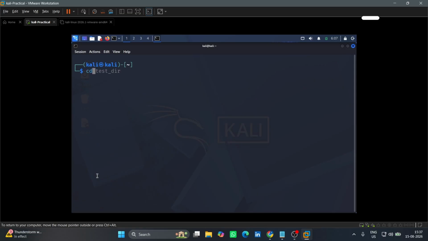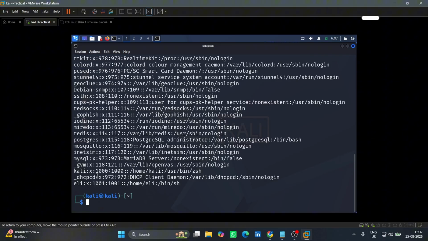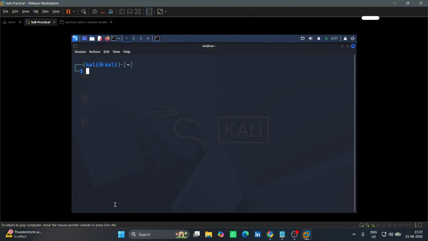Yes, so firstly we should check slash etc slash, no, we can actually take a look from here as well. Not here. Okay, cat slash etc slash passwd. Yes, now you can see that we have Ali here as well. Means we have one more user. So what are we going to do? Firstly, here is a file named file.txt, right?